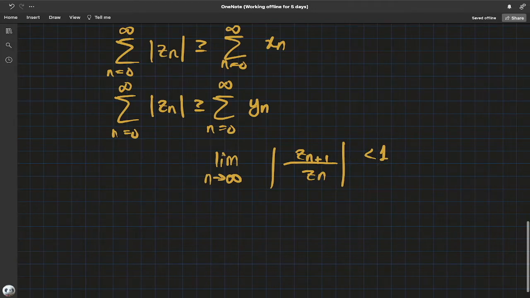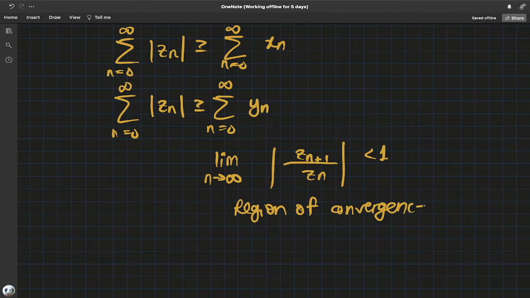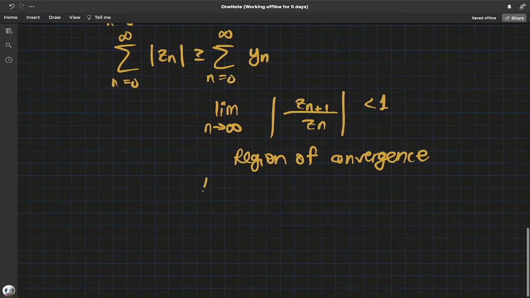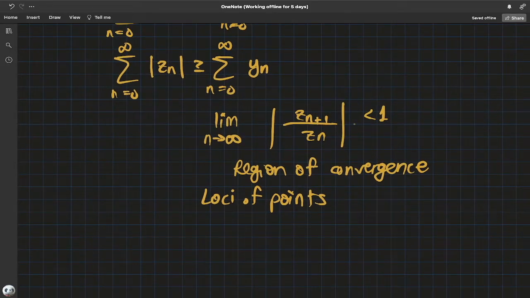I want to specify that in the case of plotting it out on a complex plane, it's going to look like some disk. It's going to be some region of convergence. You can think of this as plotting them out on the complex plane. You can think of loci of points. So for equality, it's like a circle. For an inequality, when it's less than some number, it's going to be a disk.